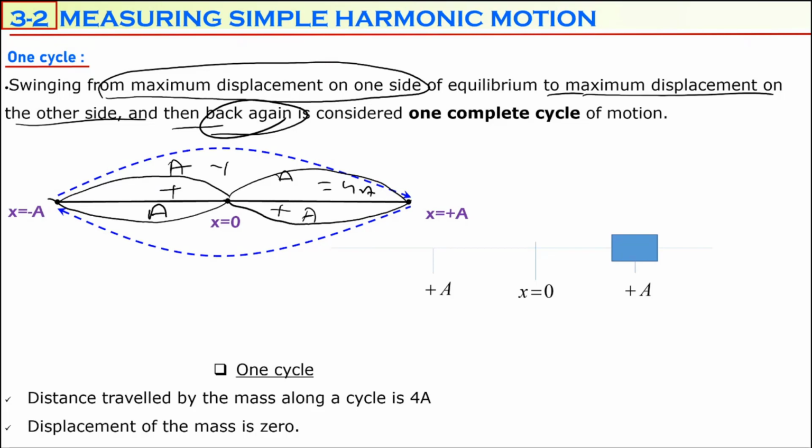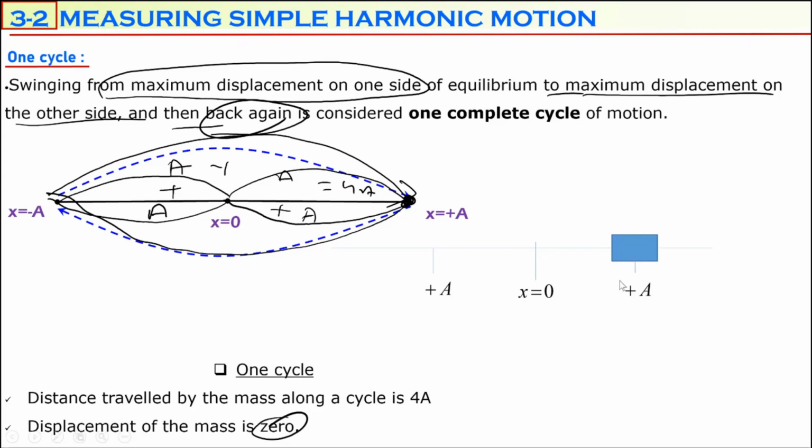But the displacement of the object is 0. Why? Because the object will return to the position from which it started. So here I started from positive A, went to negative A, and back again to positive A. So where am I again? At the same position. If your final and initial positions are the same, net displacement is 0.